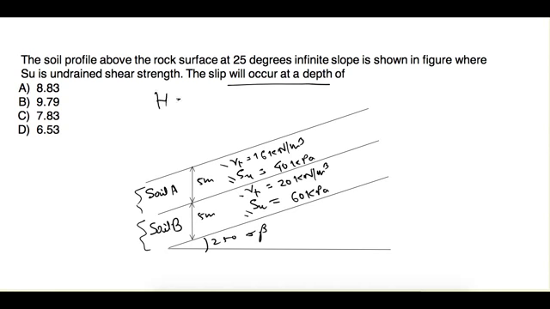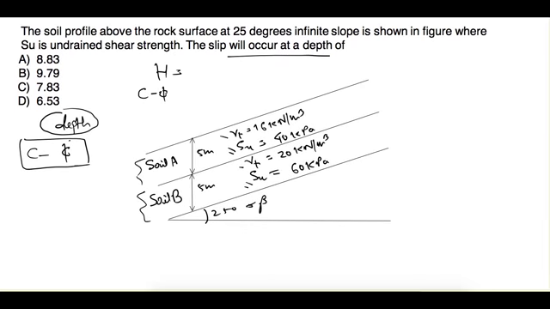If they are asking for the depth, it means that it must be a C-phi soil, because if it had been a cohesionless soil, the slip does not depend upon the depth. But we are not given any data about C and phi, so don't go into that. We'll just find out the shear stress. Shear stress, whether in case of a cohesive soil or a cohesionless soil, is given as gamma z cos beta sin beta, or we can write it as gamma z upon 2 sin 2 beta.